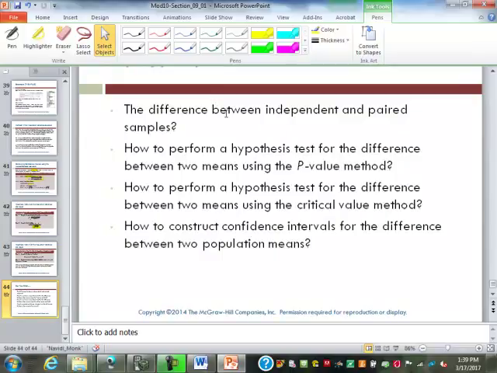So, a summary of what we learned in this section. We learned the difference between independent and paired samples. Our next section is going to be on those paired samples. We did the test for p-value and critical value for those independent samples. And we constructed the confidence intervals for the difference between two population means for independent samples.